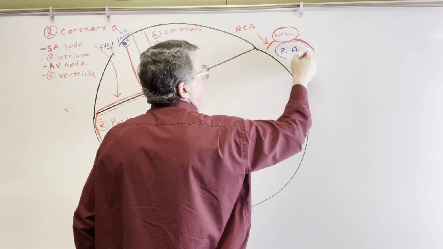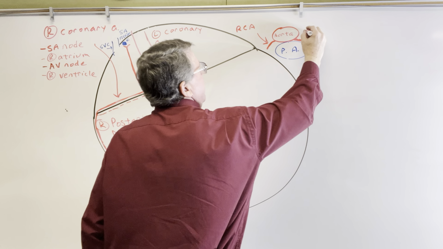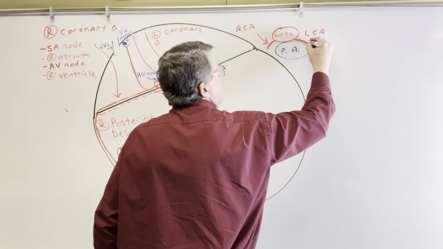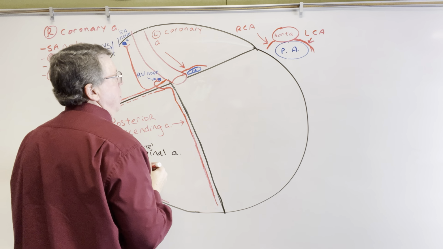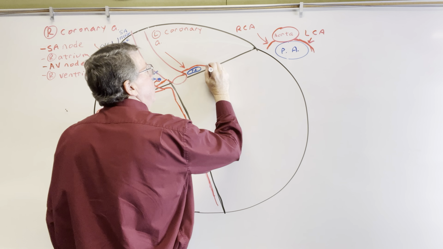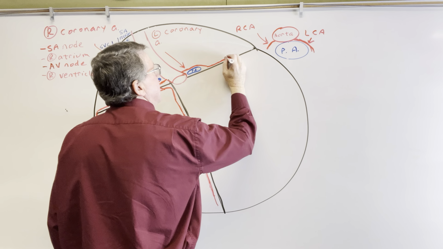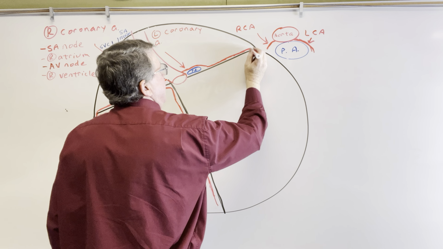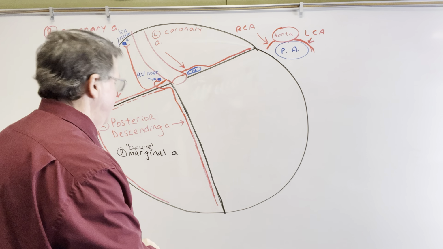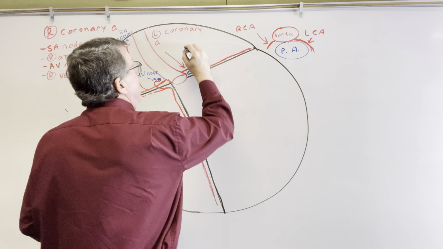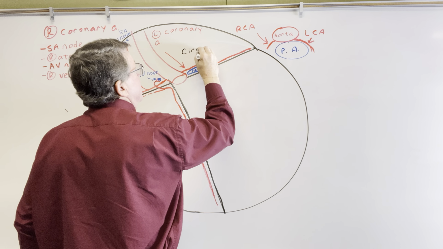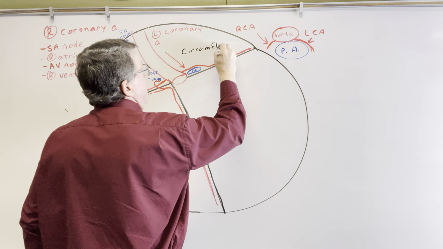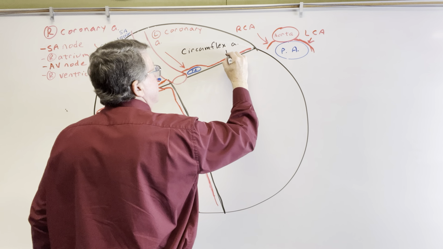So my left coronary artery passes behind the pulmonary artery, right? So there's my left coronary artery right there. And this guy's actually pretty short. So what's going to happen now is it's going to bifurcate, okay? It's going to bifurcate into what we call the circumflex artery. So this is the circumflex artery.